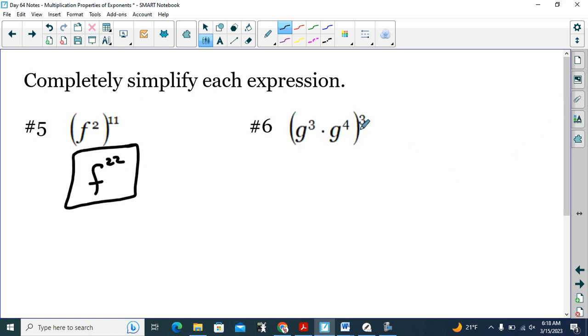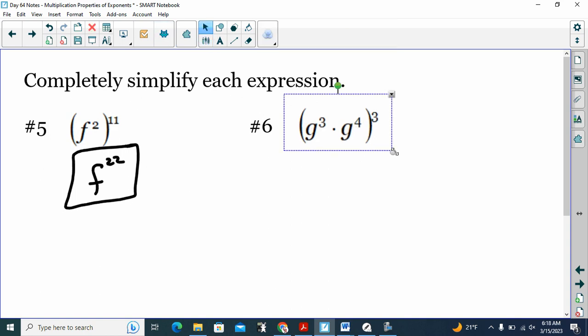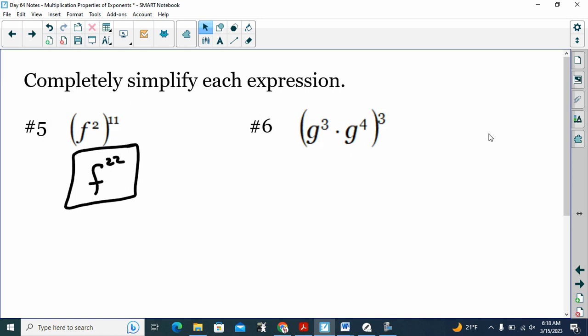Number 6 has a parenthesis. Inside the parenthesis, we've got g cubed times g to the 4th, and then we're raising that all to the 3rd power. Let's start inside the parentheses. Don't worry about this part yet. Inside the parentheses, I've got g cubed times g to the 4th.